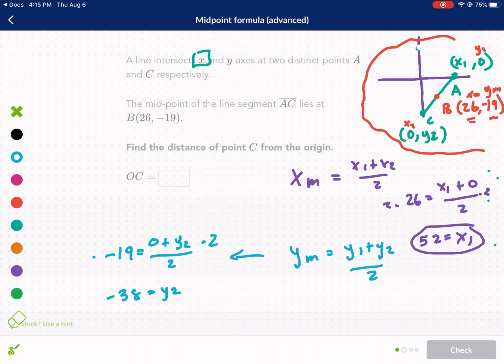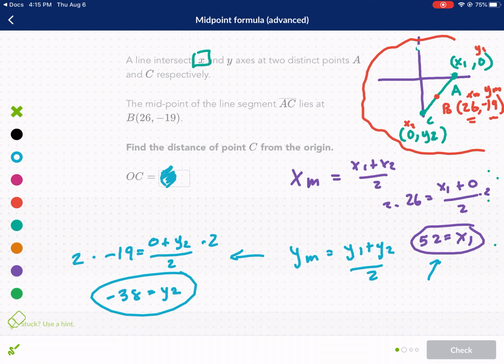And then it's already plus 0, so we don't need to do anything with that. There we go. Now, we're not really interested in this value here very much because that's point A. We're only interested in C. So we know that the x value is 0. Find the distance of point.